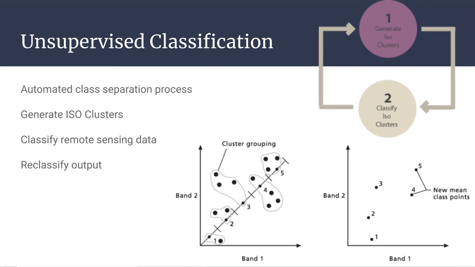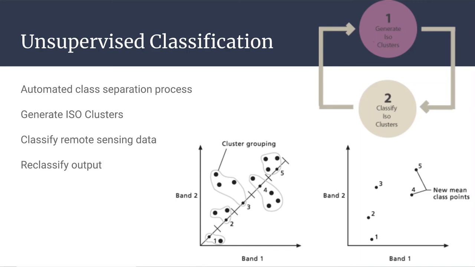In practice, when you're carrying this out in ArcGIS, most of this occurs behind the scenes. All you really do is a two-step process where first you generate these ISO clusters. That gives you a classifier, which basically says what group looks like what. After generating the ISO clusters, you use the mean values of those ISO clusters to actually classify the image that you want to classify.